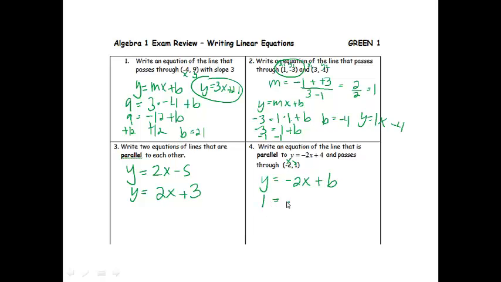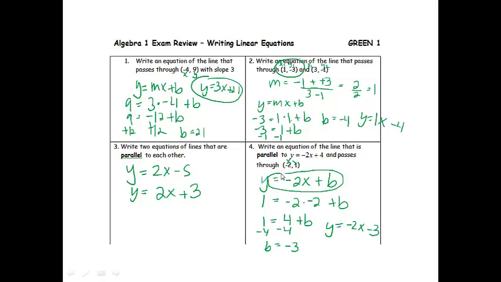We'll get 1 = -2 times the x value, which is -2, plus b. So I'll get 1 = -2 times -2, which is 4, plus b. I'll subtract 4 from both sides, and I get b = -3. So I'm going to have y = -2x - 3. And basically I just came right back up into this equation and put in my b.